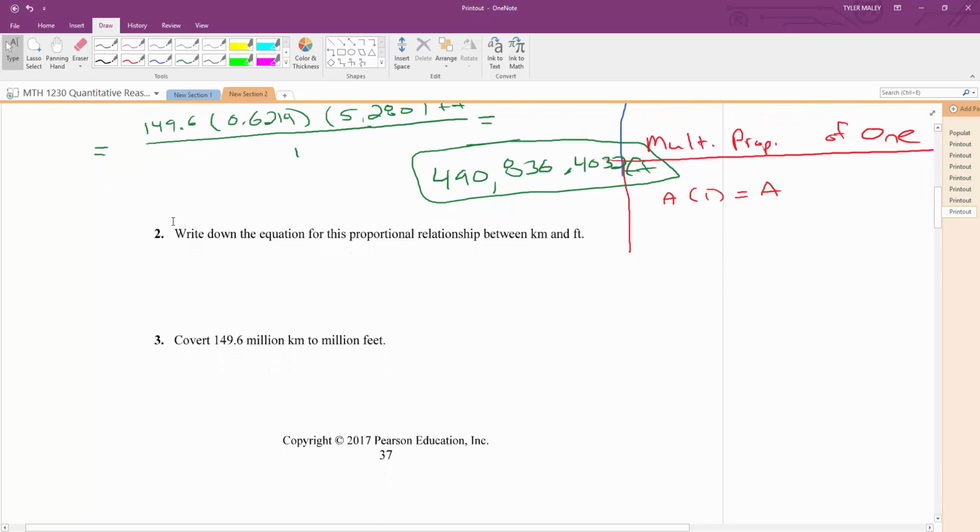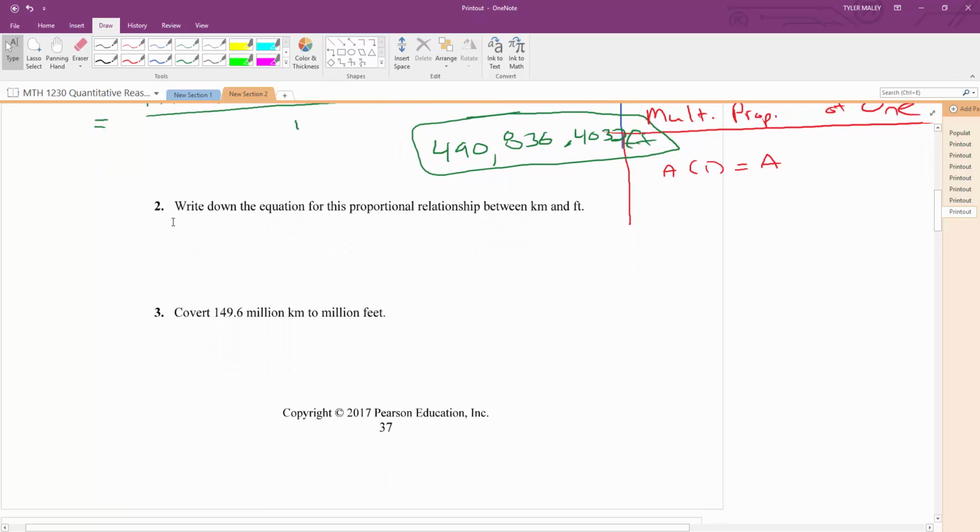So now with number 2, it asks us to write down the equation for this proportional relationship using kilometers and feet, right? So let's let K equal kilometers, and let's let F equal the number of feet. Excuse me, this should be: let K equal the number of kilometers.